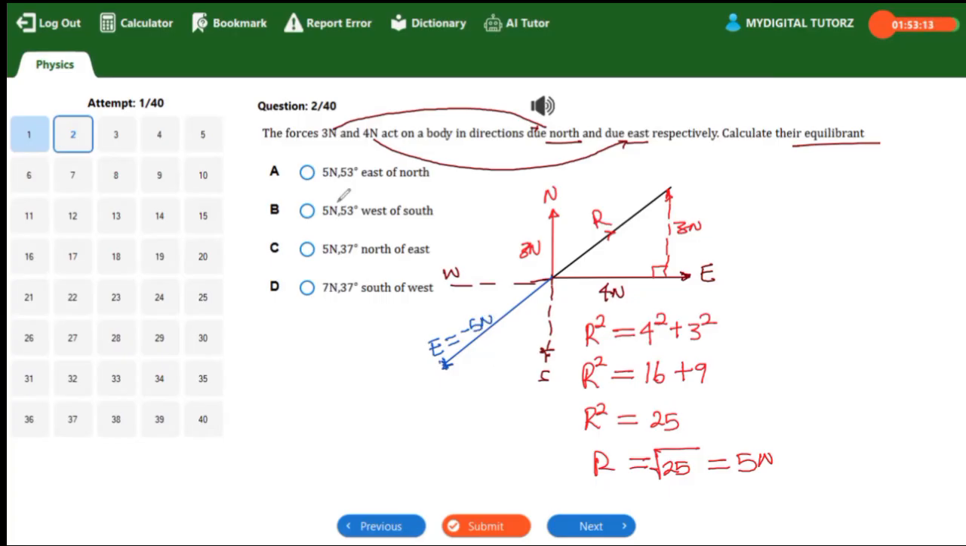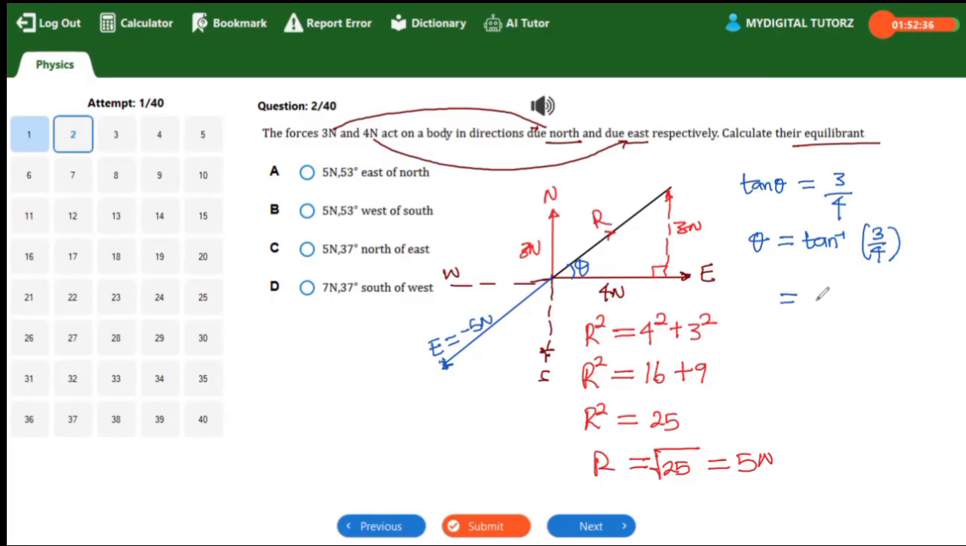So now we have gotten our equilibrant, but in what direction? If we calculate the direction with respect to this, we use tan theta. Tan theta is equal to opposite over adjacent. So theta will be equal to tan inverse of 3 over 4.